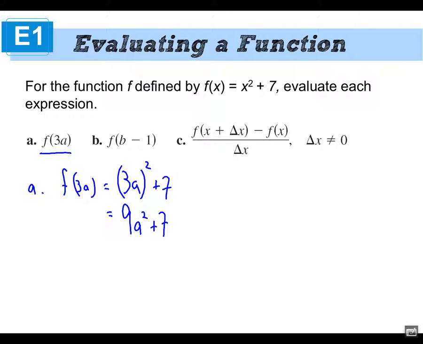Again, it doesn't matter what this thing is. It doesn't matter if it's 3a. It doesn't matter if it's b minus 1. It doesn't matter if it's a smiley face. What is f of smiley face? Beautiful. Smiley face squared plus 7. Take whatever that thing is and stick it into the function for all the x's. If you have more than one x, it goes in for all the x's. When you're done, there should be no x's left.